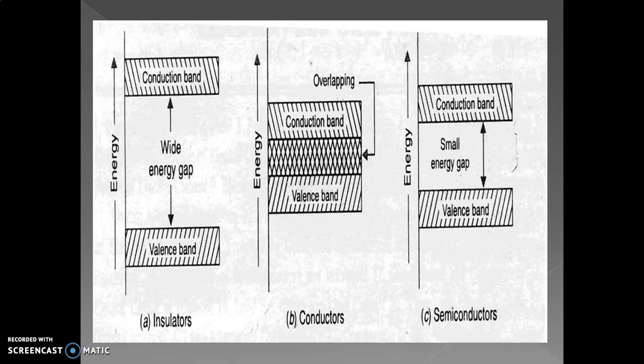And the second diagram is for conductors. Conductors are generally all metals, for example copper and aluminum. They are those substances which easily allow the passage of electric current through them.